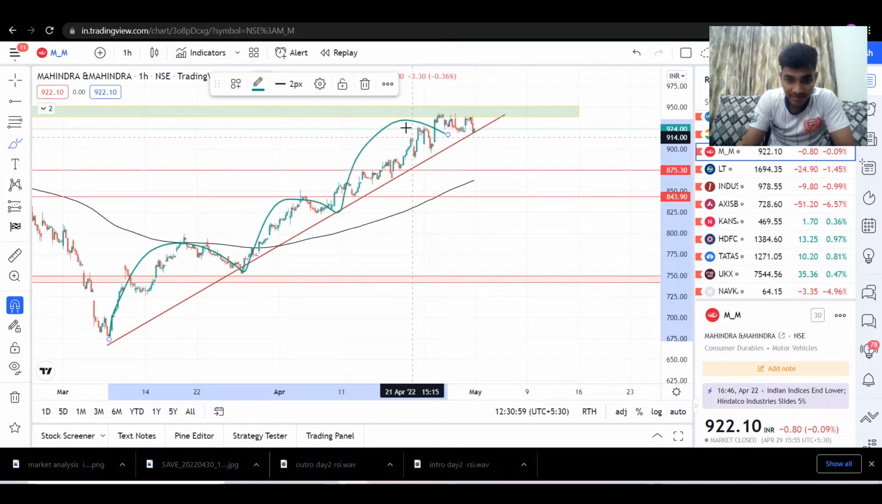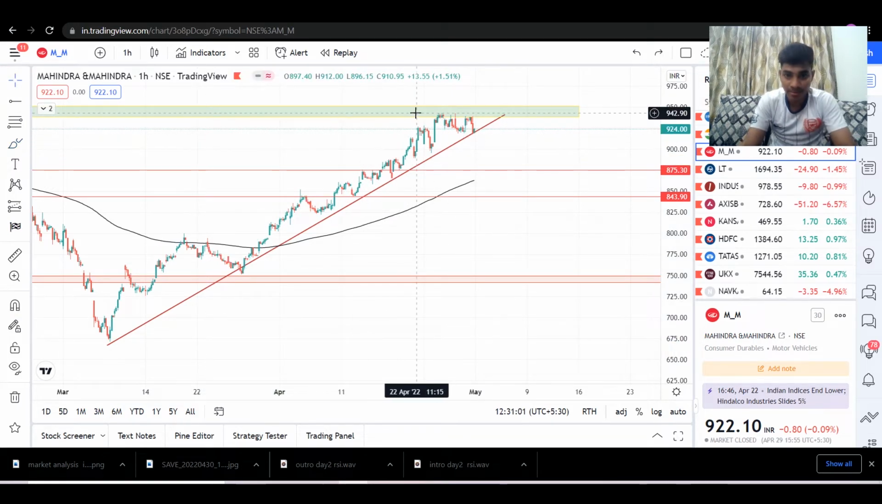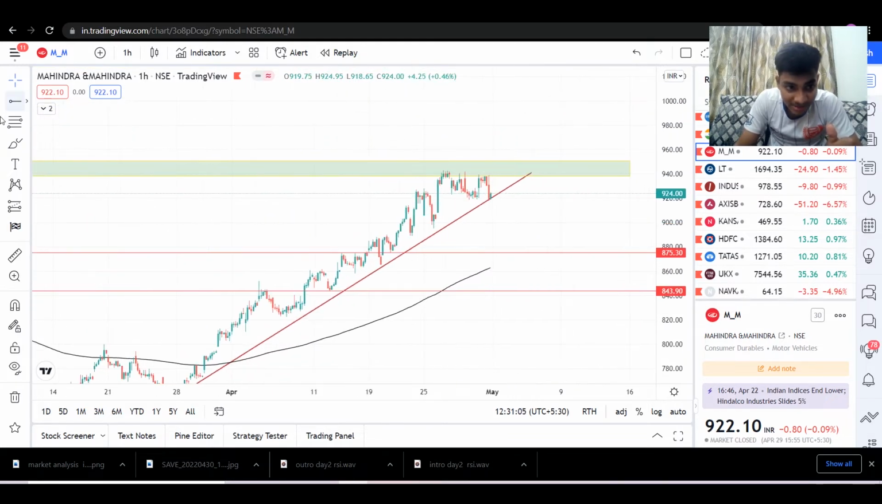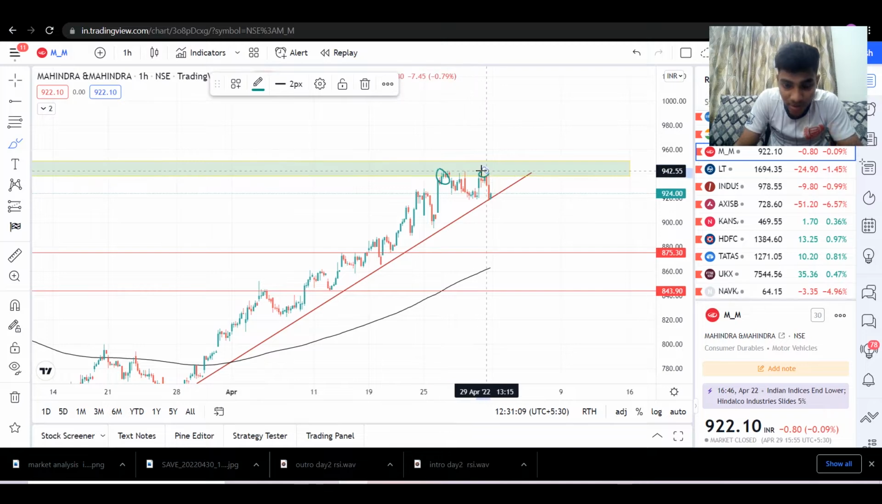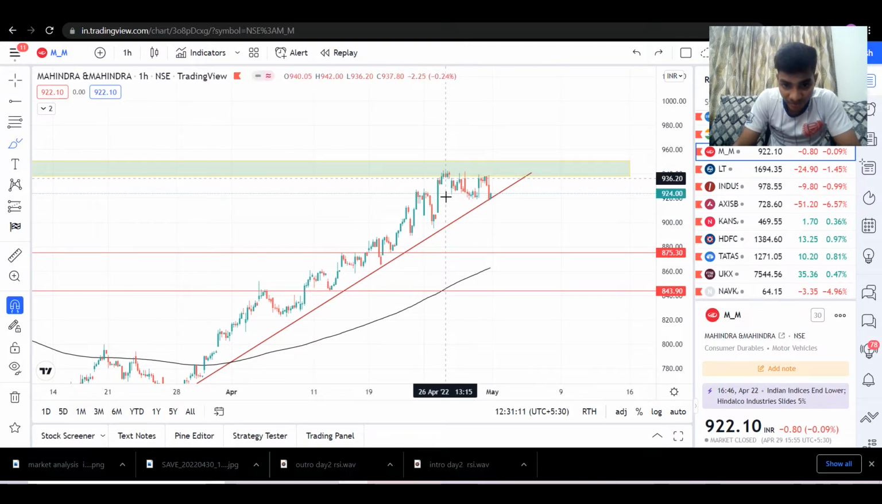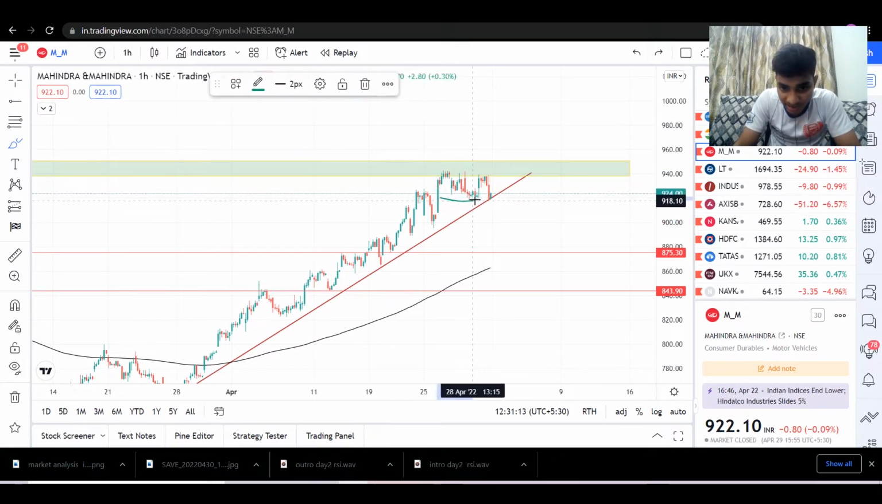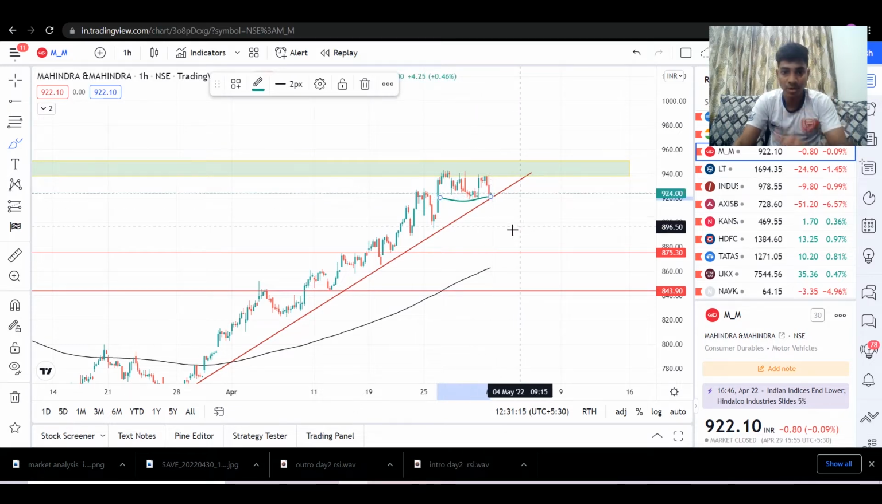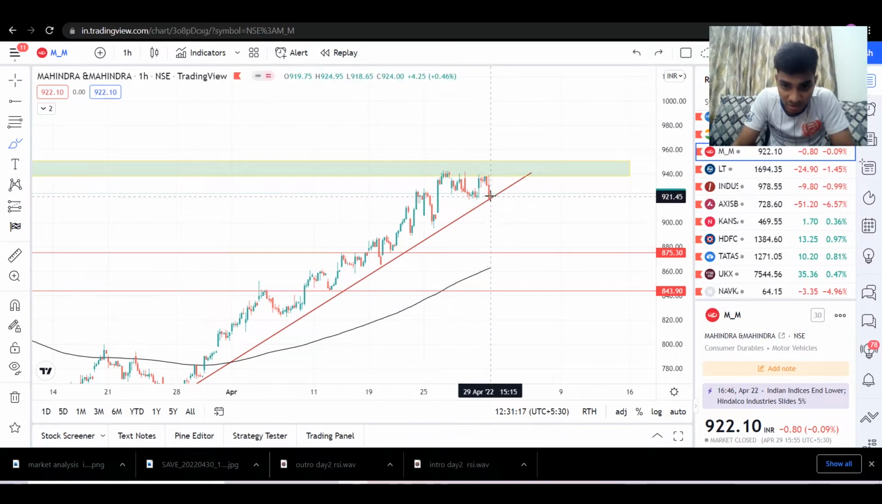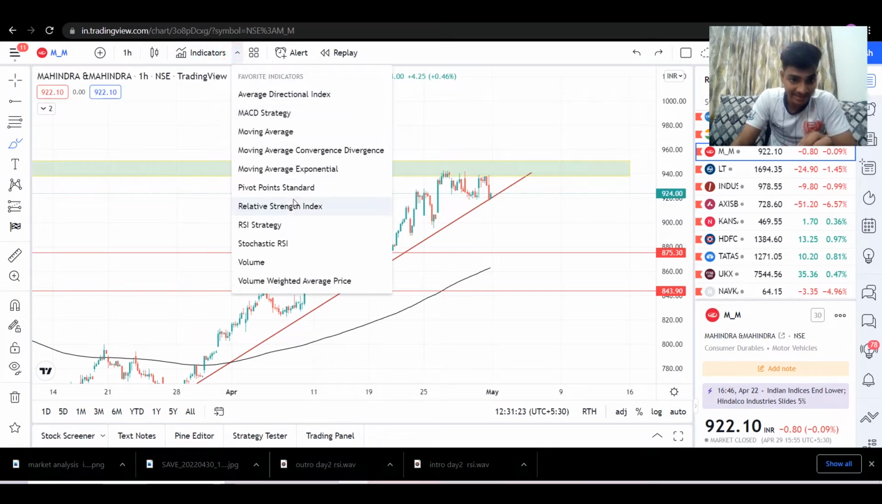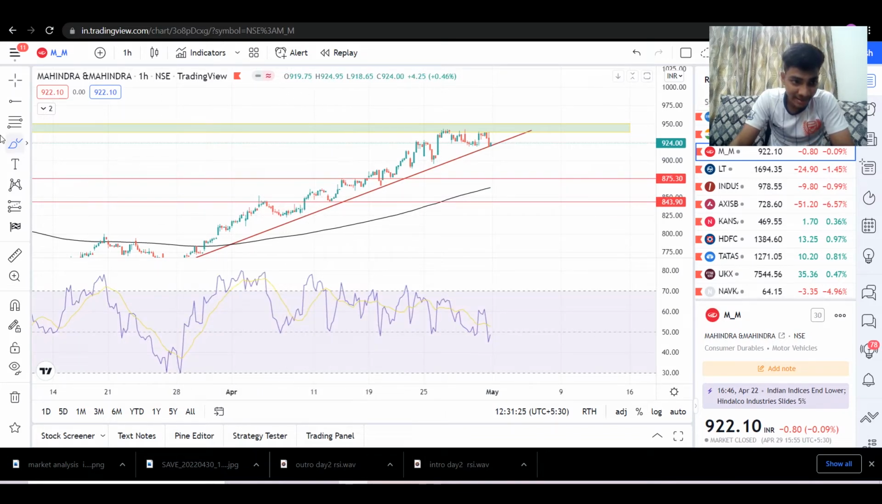Alright, now at this moment you can see that it has appeared close to the resistance, and on top you can also see that it has formed a kind of double top pattern. Okay, so this is the double top. And on Friday you can also see that it has breached the neckline of the double top pattern, and right now it has also formed a small green candle. So what to do next? Now if I turn on the relative strength index indicator, you can see that the price is going higher and higher and higher.